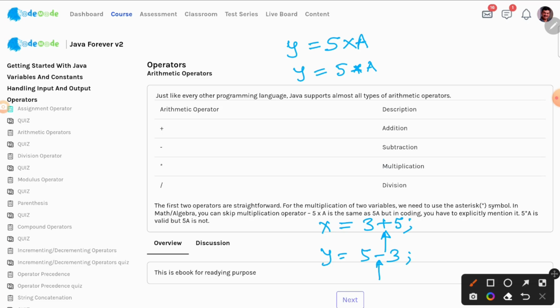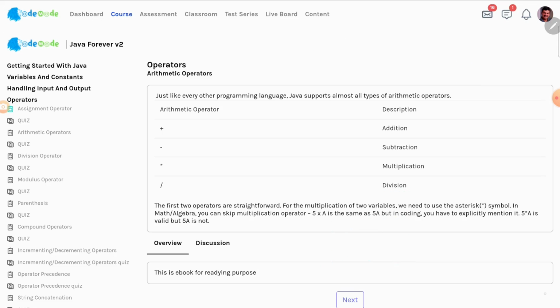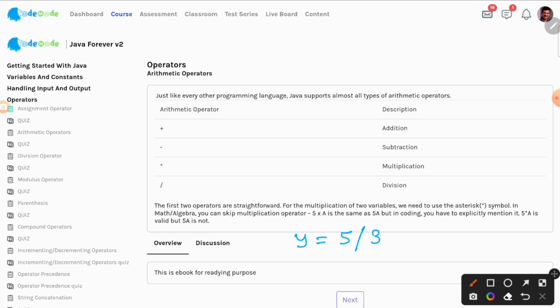For division, we use the forward slash. Remember, the backslash has a different meaning. It's called the escape character. We learned backslash n, backslash t. The forward slash is what we use for division purposes. So when you use the forward slash and say y equal to 5 divided by 3, this will do the division.